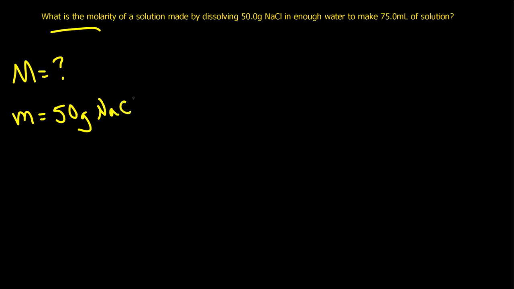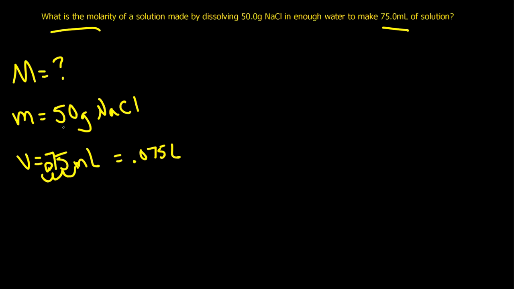And we know we can't do anything with a mass. We always have to convert that to moles. And we have 75 milliliters of solution. So our volume is 75 milliliters. We also know our volume has to be in liters. So 75 milliliters is 0.075 liters. And I know that because I moved my decimal 3 times to the left.